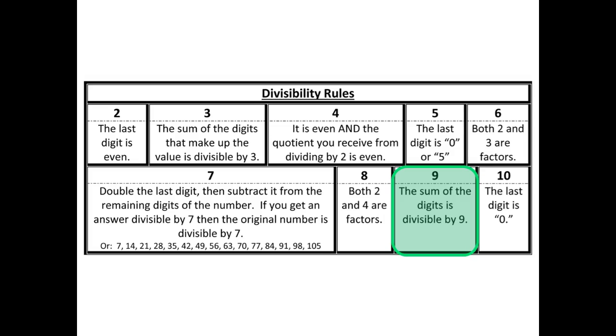81, for example, 8 plus 1 is 9. 9 is divisible by 9, so 81 is a multiple of 9, which means it's divisible by 9. 10, it always ends in a 0.